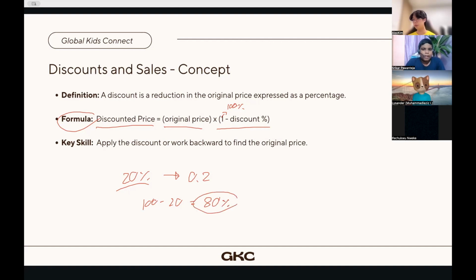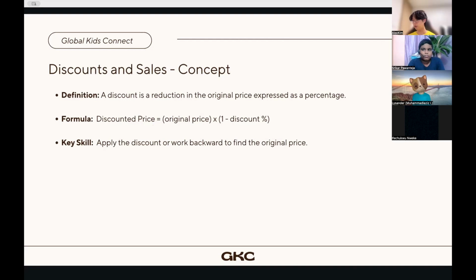And then when multiplying percentages into the original values, you should always change it to a decimal when multiplying. So this is the only part of confusion that students commonly face. I just wanted to clear that up. And then the key skills for such questions using these concepts is to apply the discount or work backward to find the original price.